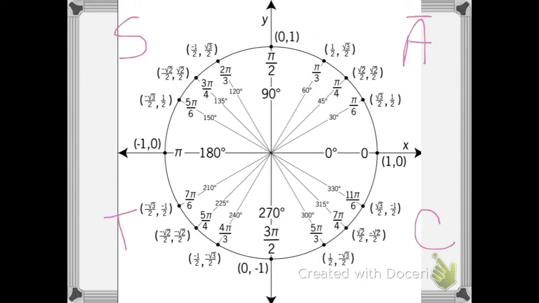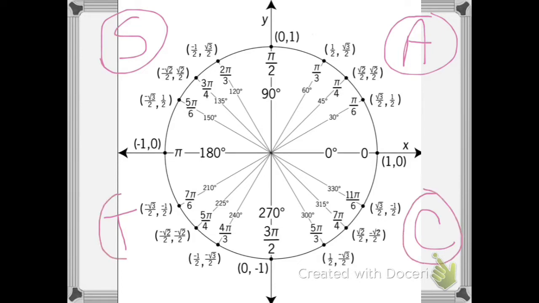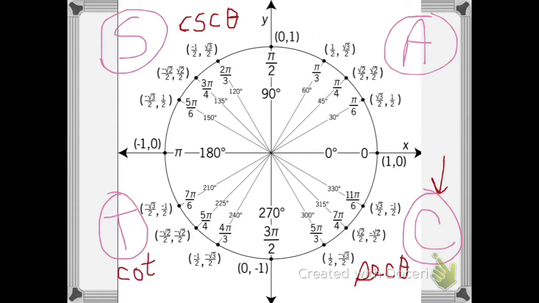So all 6 trig functions are positive in quadrant 1. Only sine is positive in quadrant 2. Only cosine is positive in quadrant 4, and only tangent is positive in quadrant 3. Now, if sine is positive in quadrant 2, so is cosecant. So whenever you flip a fraction over, it remains positive there. And if cosine is positive in quadrant 4, so is secant, because that's the reciprocal of cosine. And if tangent is positive in quadrant 3, so is cotangent. And then, of course, all 6 trig functions are positive in quadrant 1.